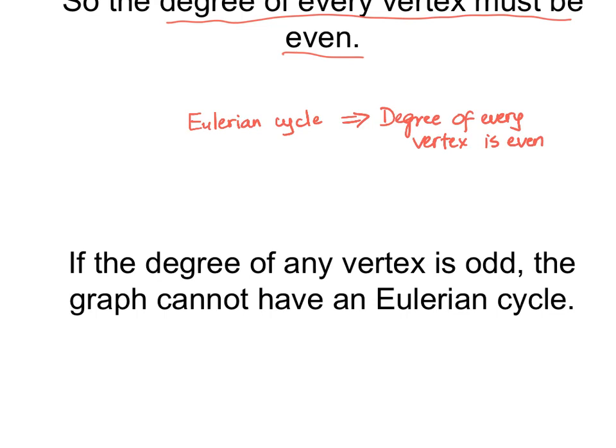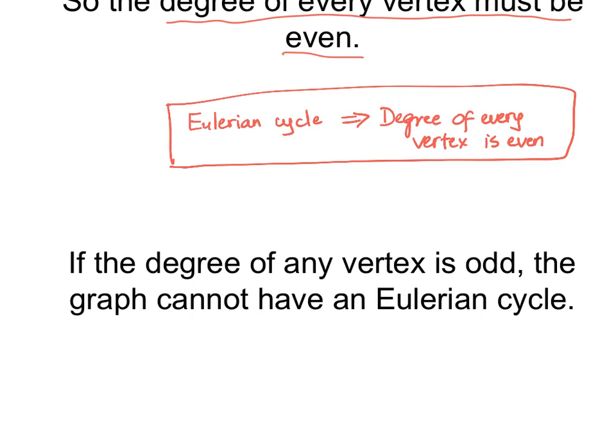So this statement is equivalent to the statement which says that if the degree of every vertex of the graph is not even, that is, if the degree of any vertex is odd, then the graph cannot have an Eulerian cycle. So in logic, for example, if statement A implies statement B, that's the same as saying that if statement B is false, then the statement A must be false.